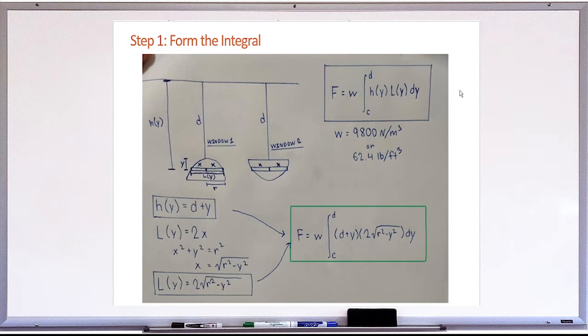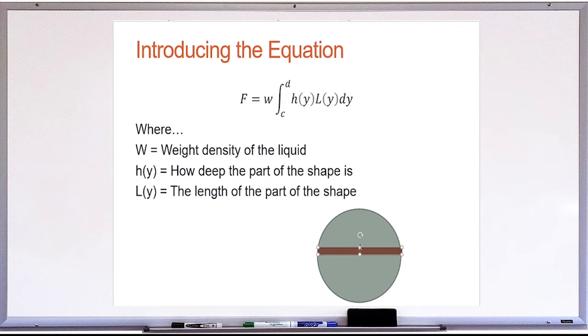Over here we have the fluid force equation, and here is the scenario. W is a constant since it's outside of the integration, so we can just plug in the usual weight density of water. The weight density of water is usually 9,800 newtons per cubic meter, or 62.4 pounds per cubic foot. We can just plug that in. For how deep the part of the shape is, the function h, we have d plus y. D is how far the top of the shape is from the surface of the water, and y is how deep this brown rectangle is from the top of the shape.